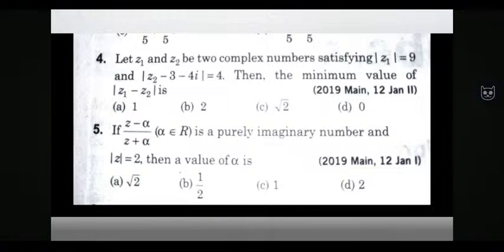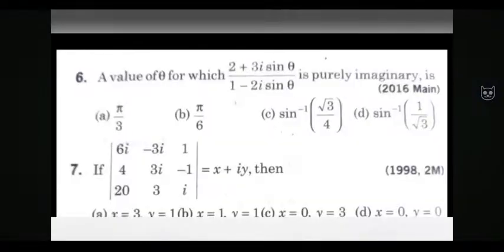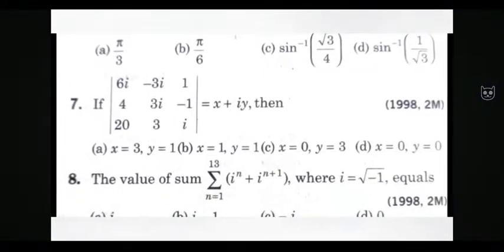if (z minus alpha) by (z plus alpha), alpha belongs to real numbers, is a purely imaginary number and mod z is equal to 2, then a value of alpha is. Next question, a value of theta for which (2 plus 3i sin theta) by (1 minus 2i sin theta) is purely imaginary is.